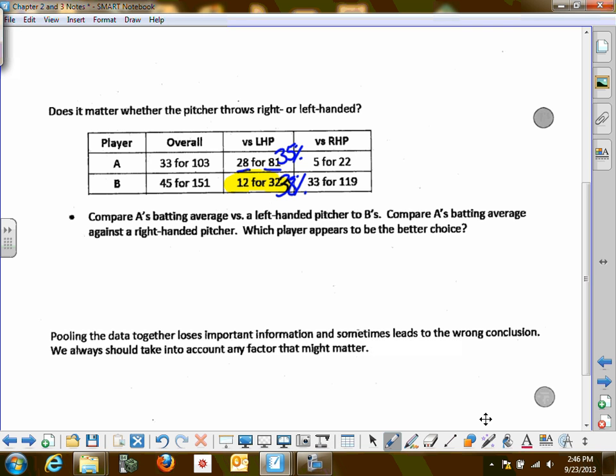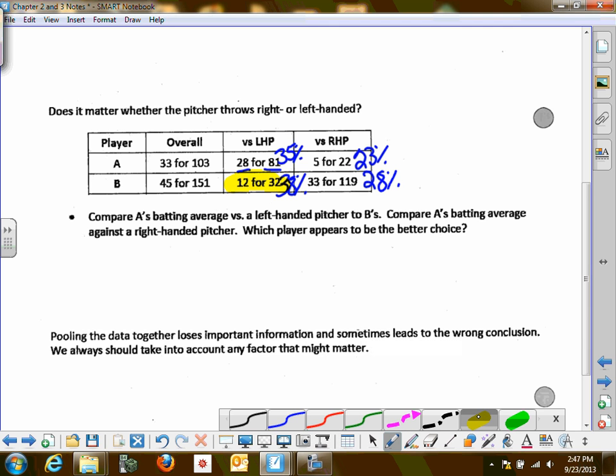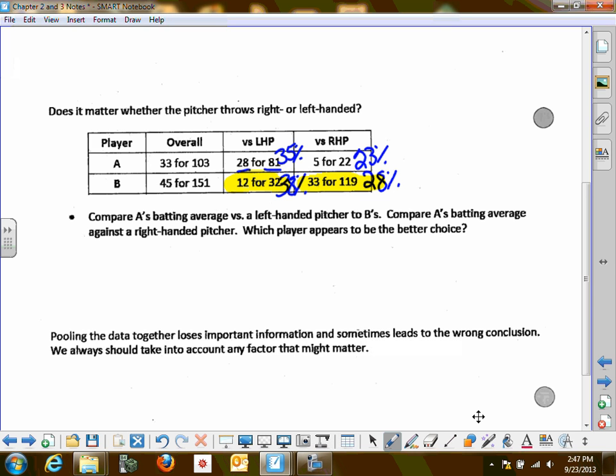Now, right-handed pitchers, 5 out of 22 is 23%. And 33 out of 119 is 28%. So, for right-handed pitchers, which player is better? Okay, so in both cases, whichever pitcher comes in, left or right, player B is the better choice.